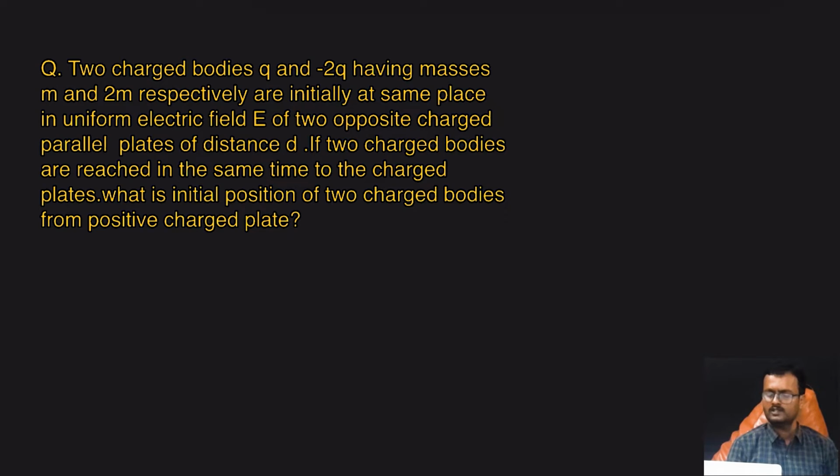Two charged bodies Q and minus 2Q having masses m and 2m respectively are initially at the same place in a uniform electric field E of two oppositely charged parallel plates at a distance d. If the two charged bodies reach the plates in the same time, what is the initial position of the two charged bodies from the positive charged plate?